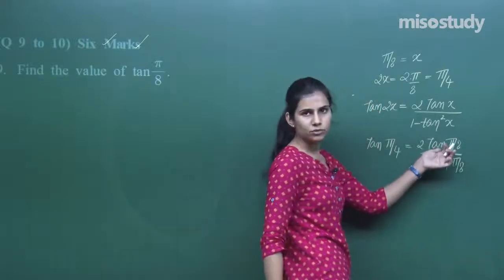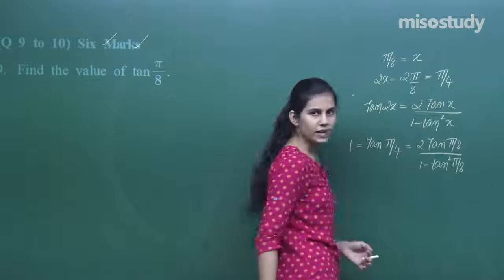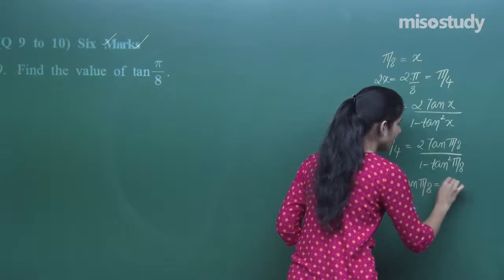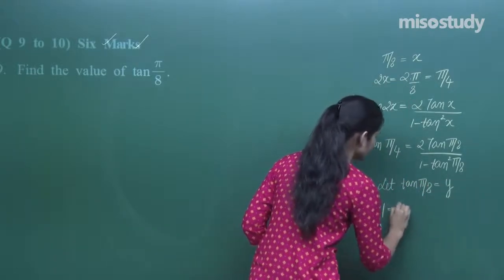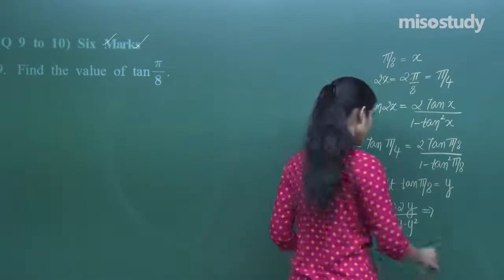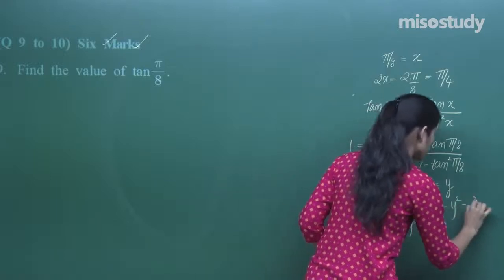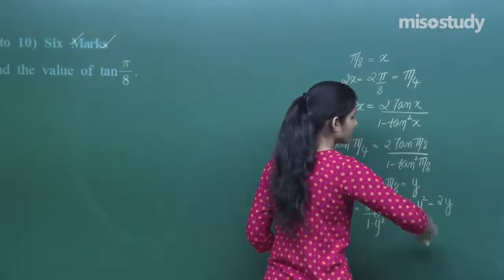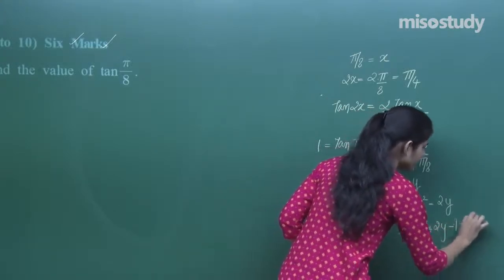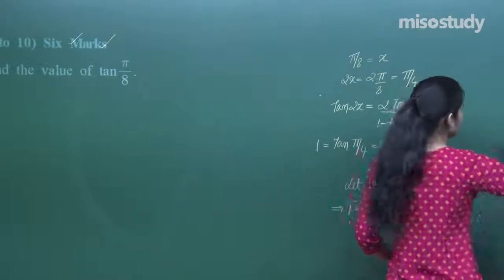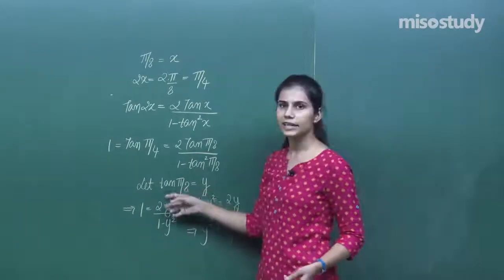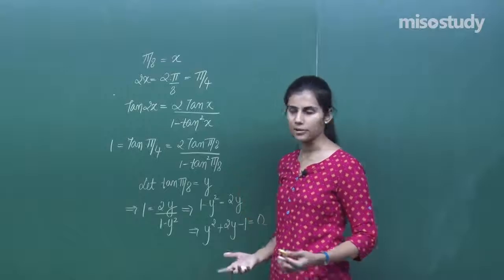Tan pi by 8 we need to compute. Tan pi by 4 is nothing but 1. If I take tan pi by 8 as y, that means I have 1 is equal to 2y upon 1 minus y square. This means 1 minus y square equals 2y, or I can say y square plus 2y minus 1 equals 0, which is a quadratic equation in y. Let's find out the solution, because the solution will be the value of y, and y is nothing but tan pi by 8. So the solution of this equation will give me the value of tan pi by 8.